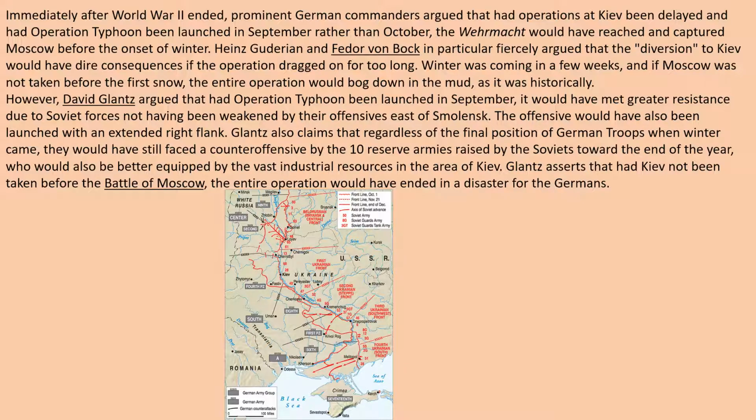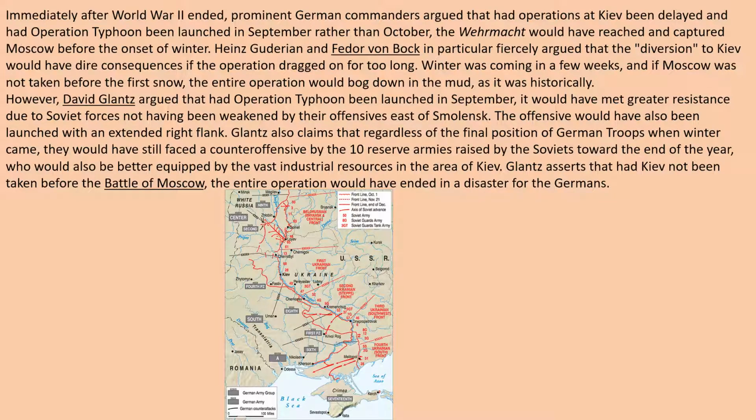Hans Guderian and Friedrich von Bock, in particular, fiercely argued that the diversion to Kiev would have dire consequences if the operation dragged on for too long. Winter was coming in a few weeks. It starts early. Russia has a very long winter season, especially in the northern sectors, even in central sectors such as Moscow. And if Moscow was not taken before the first snow, the entire operation would bog down in the mud, as it did historically.